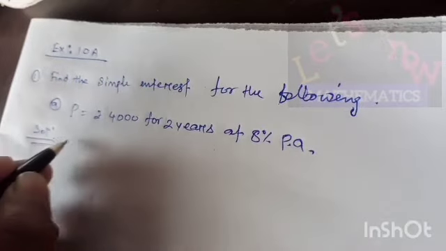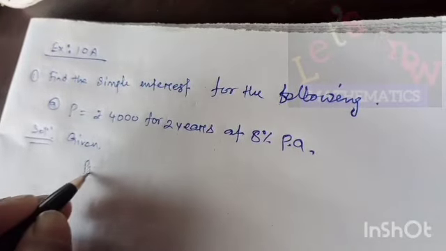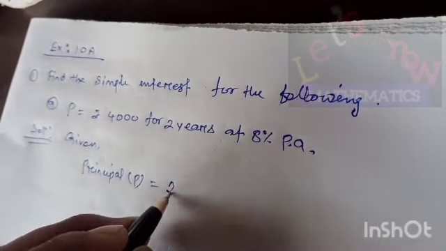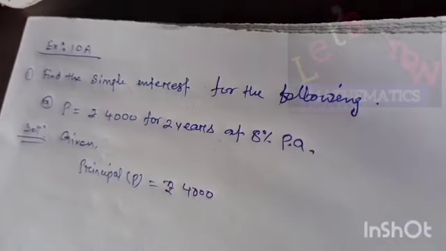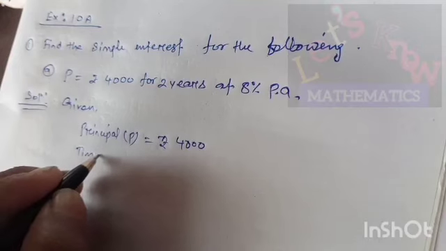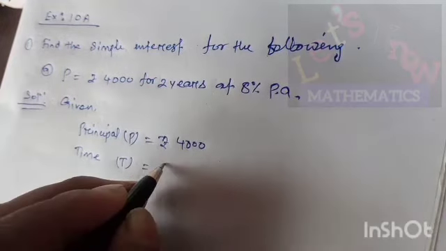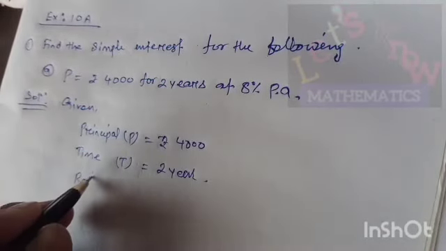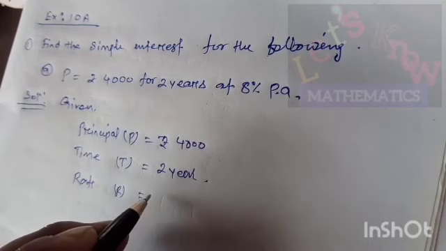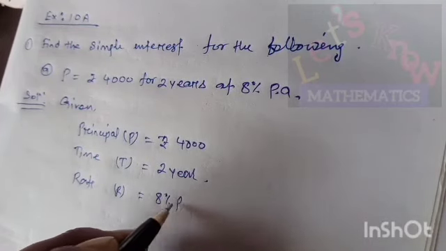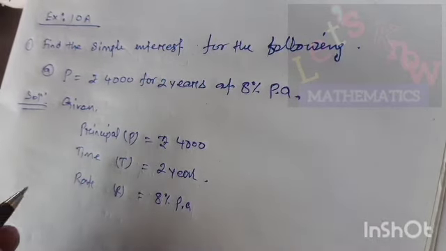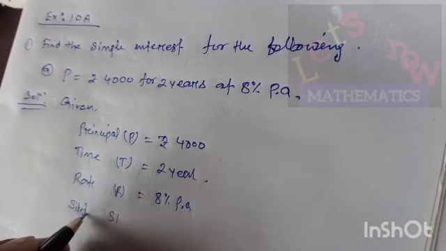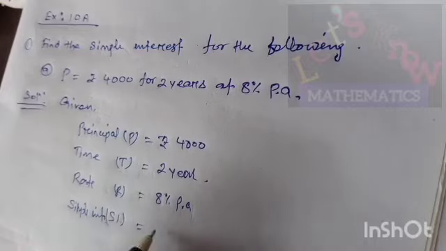Okay, so what is given to us right now? Given: principal P is equal to how much? Rupees 4,000. Yes. The time is given as how much? T is equal to 2 years. Right. Then rate of interest R is equal to how much? 8% per annum. Is it? We need to find this SI, simple interest SI is equal to how much? We need to find.